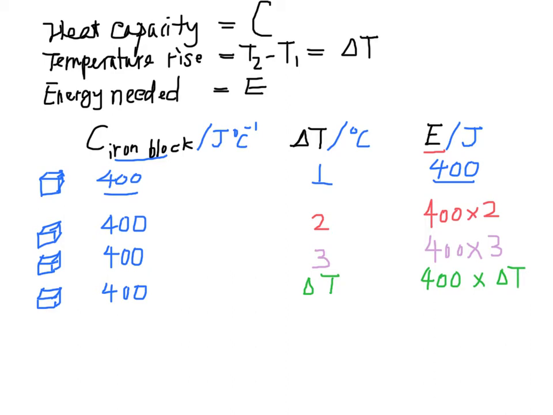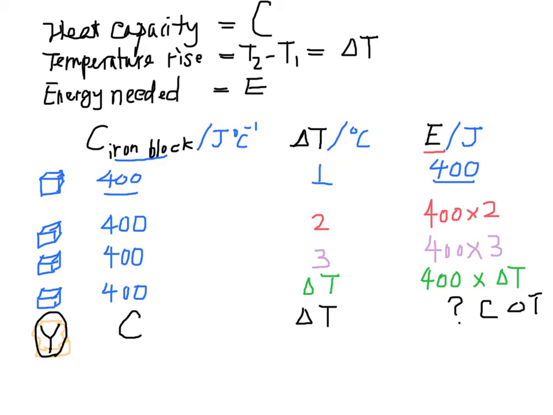Alright? If now we replace the iron block by an object Y, which has heat capacity C joules per degree Celsius, and we want to increase its temperature by delta T, then what would be the energy needed? Obviously, the energy needed would be C times delta T.